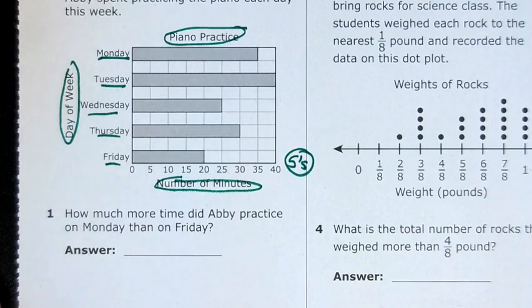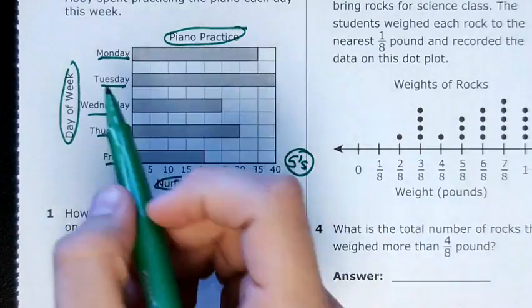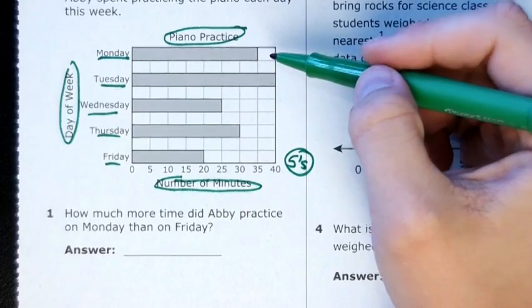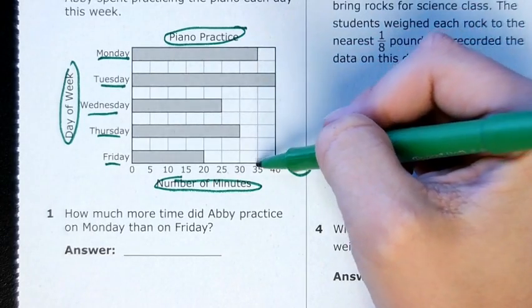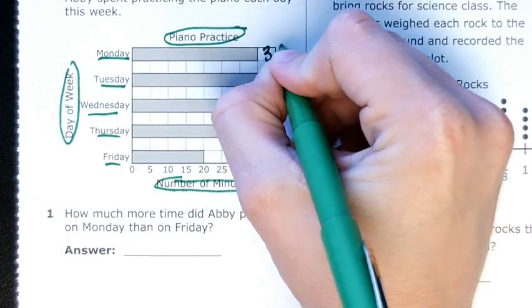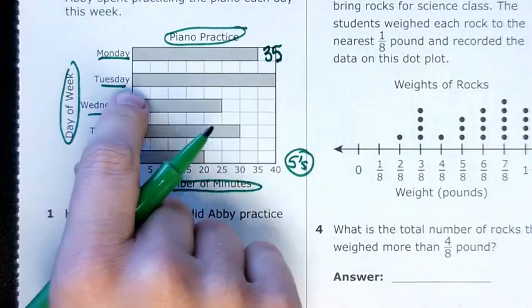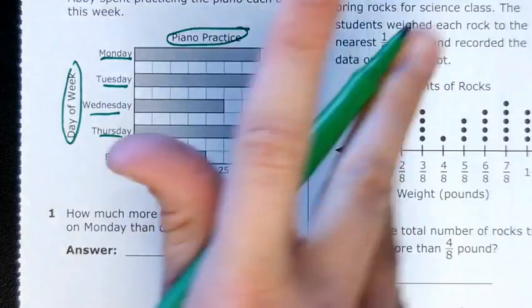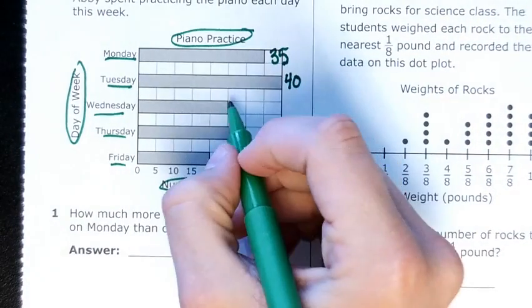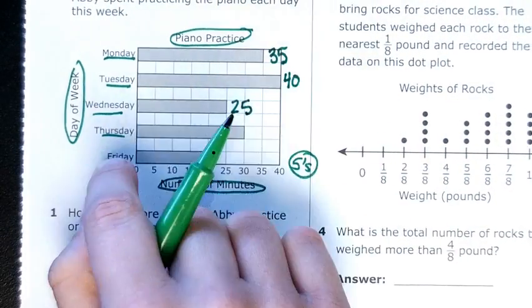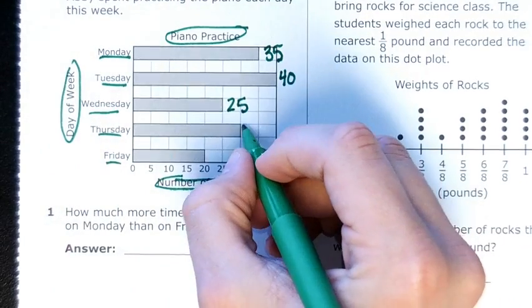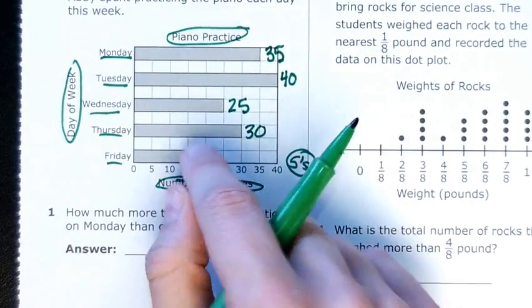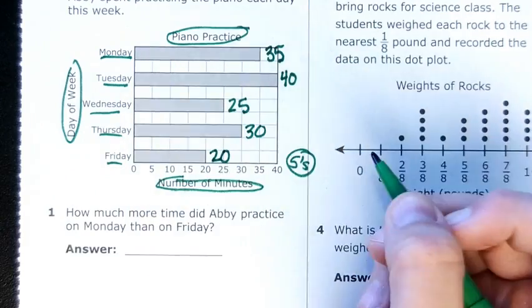Yeah, I need to write the totals. So I'm going to look at Monday, and I see Monday is at 35. Tuesday, whoa, she practiced 40 minutes. Wednesday, 25. Thursday is 30. Friday is 20.